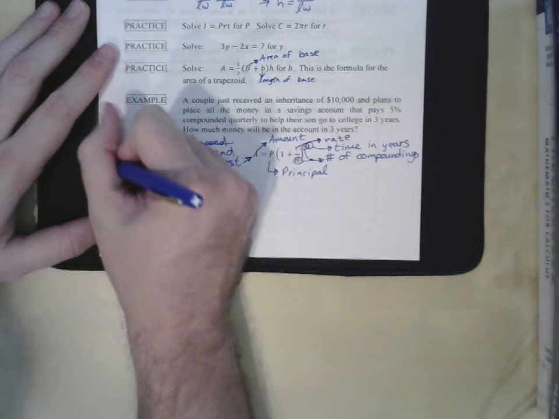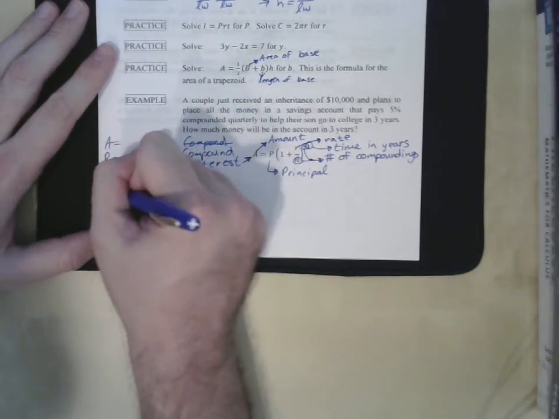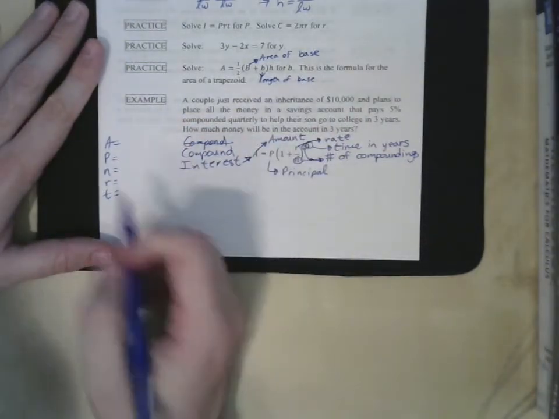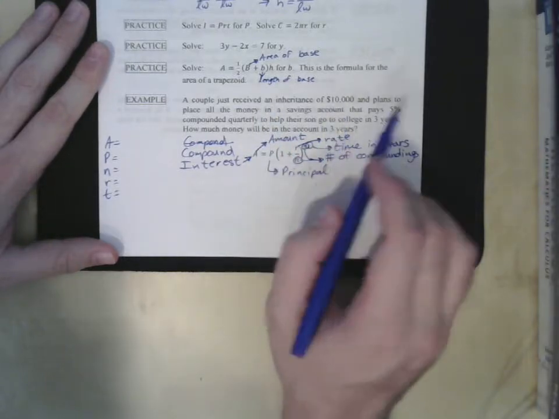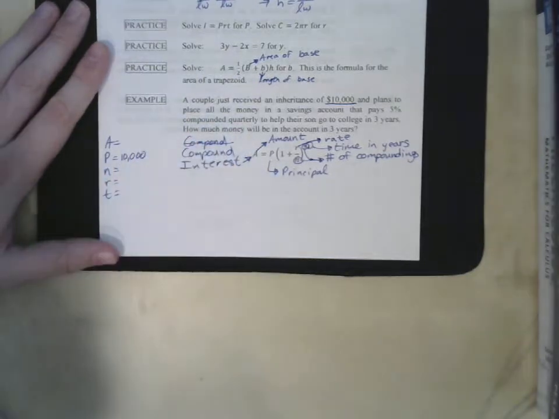So the way these compound interest formulas work is I'll make a little key here and just go through step by step as I read my problem and identify what that's telling me. So a couple just received an inheritance of $10,000. Okay, that's an initial amount. That's going to be my principal, $10,000.